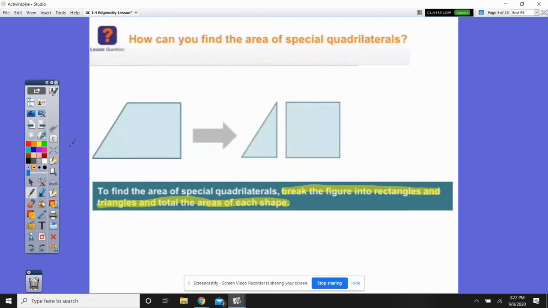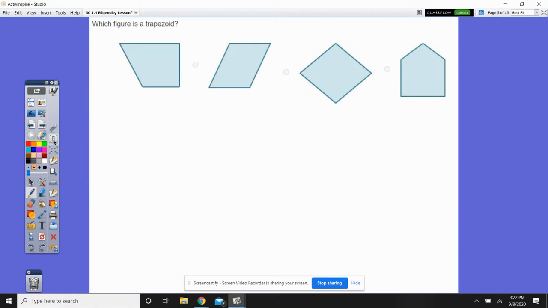How can you find the areas of special quadrilaterals? Well, you can just break them up. What they're suggesting you do here is you cut this up so that you have a triangle, and this looks like a square. If you find the area of each piece and add them together, you can find the area of the strange piece. So which one of these is a trapezoid? We're just looking for one pair of parallel sides. So that would be this guy.